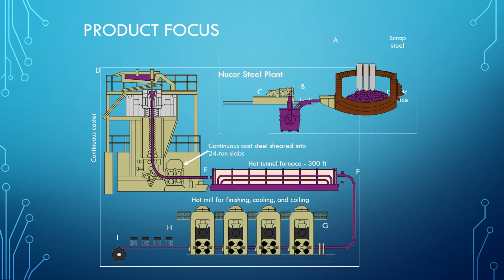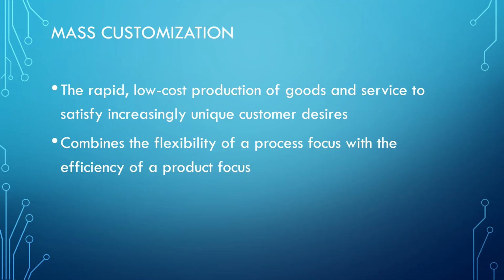This is another example of product focus. This figure shows a steel plant and the different processes involved to convert steel into finished products. And again, it's one input, but it will have a variety of outputs. For mass customization, the strategy stresses fast production with low cost for both goods and services, which satisfies unique customer desire.